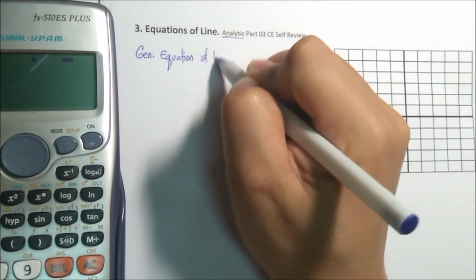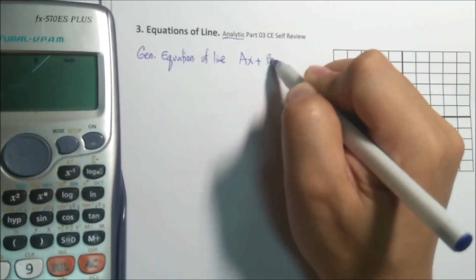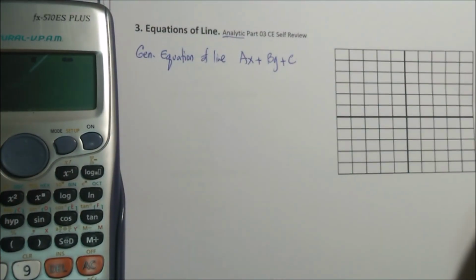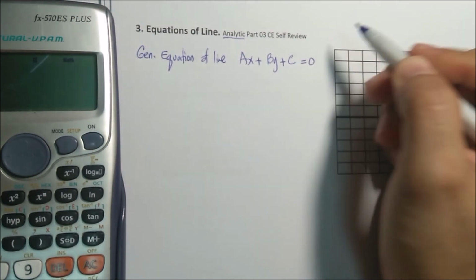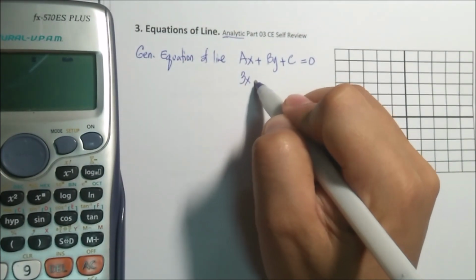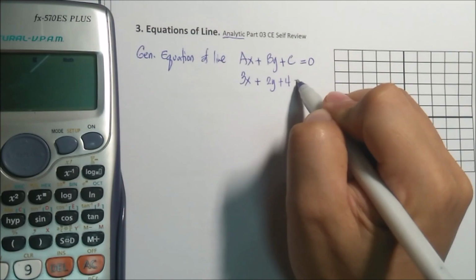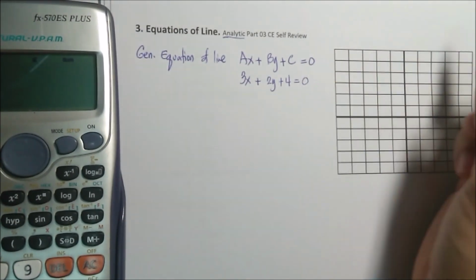of line. We have ax plus by plus c equals 0. Okay, this is a line in general equation. Like for example, we have 3x plus 2y plus 4 equals 0.